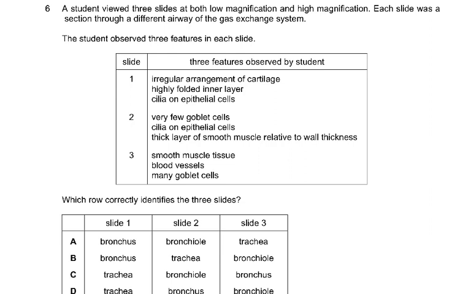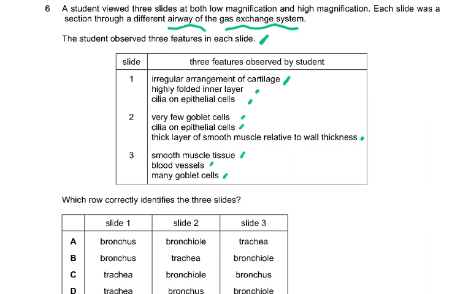A student viewed 3 slides at both low magnification and high magnification. Each slide was a section through a different airway of the gas exchange system. The student observed 3 features in each slide. Irregular arrangement of cartilage, highly folded inner layer, cilia on epithelial cells. Very few goblet cells, cilia on epithelial cells, thick layer of smooth muscle relative to wall thickness. Smooth muscle tissue, blood vessels, and many goblet cells.